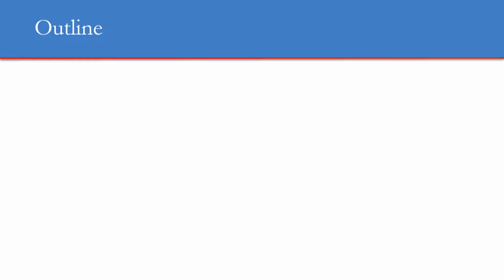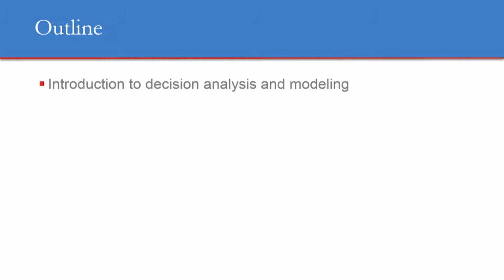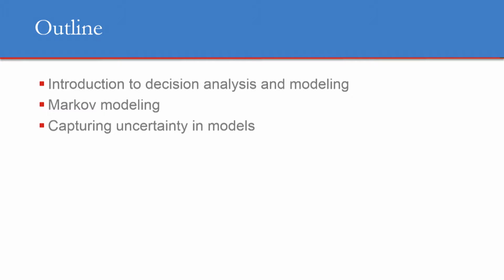In this lecture, we'll cover the basics of decision analysis and modeling, including when and where such models can be used. We'll explain one specific type of modeling approach, Markov modeling, which is commonly used for medical decision making. Within that, we will cover how to capture uncertainty in models. And finally, we'll present examples of decision models in cancer outcomes research.